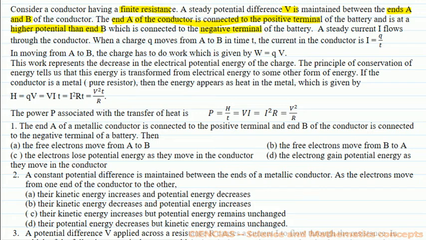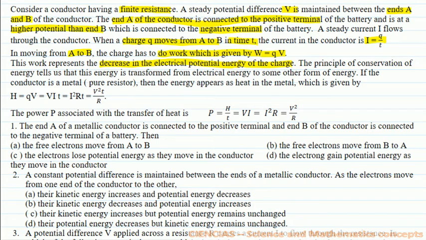A steady current I flows through the conductor when a charge Q moves from A to B in time t. The current in the conductor is given by I is equal to Q by t. In moving from A to B, the charge has to do work which is given by W is equal to Q into V, where W is work, Q is charge, V is potential difference. This work represents decrease in electric potential energy of the charge.